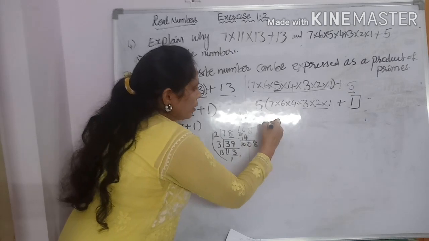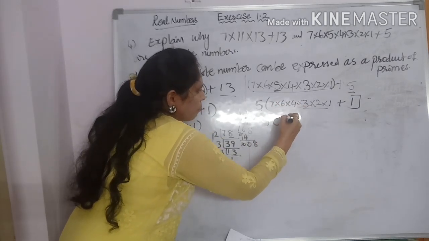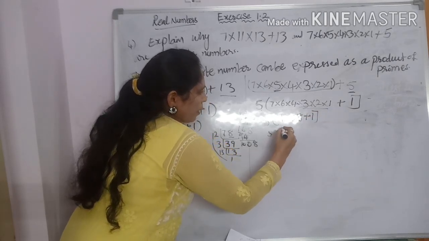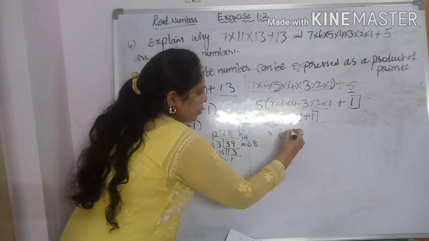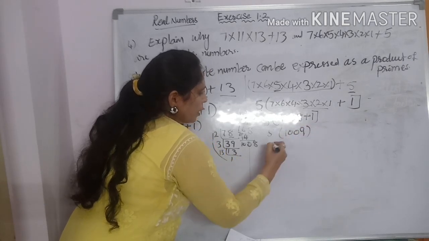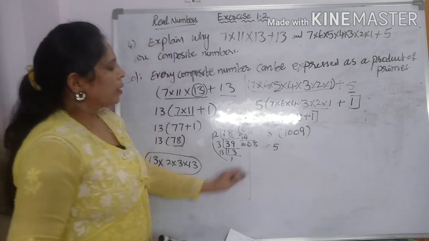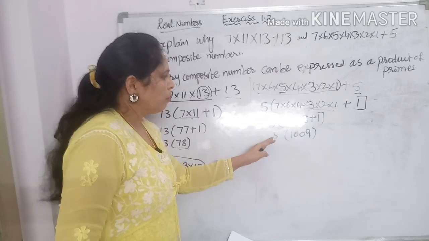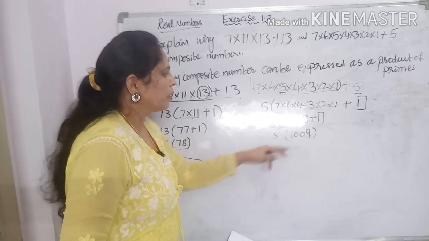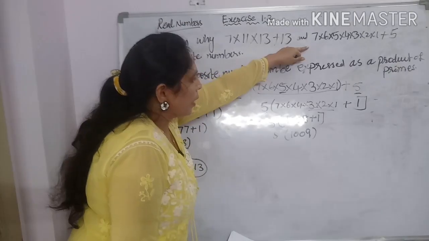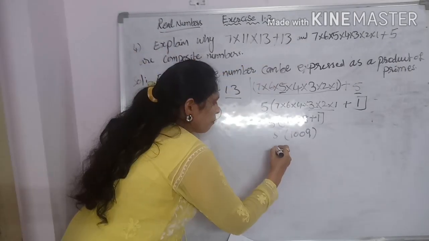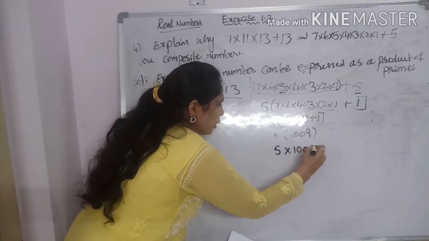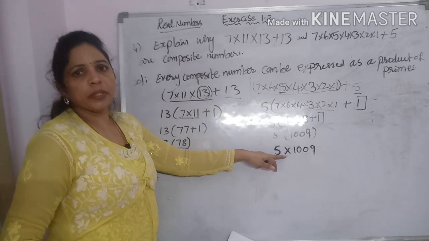10. Here we can write it as 1008 plus 1. That means 5. 1008 plus 1 is 1009. Then we can write it in the form of prime factors. So 5 into 1009. Okay, this number can be expressed as prime factors, 5 into 1009. Why? Because it's a composite number.